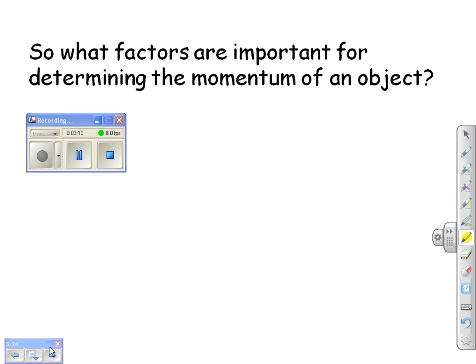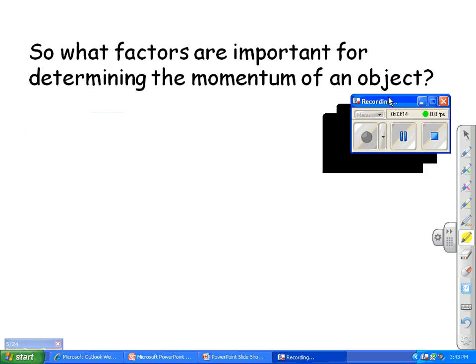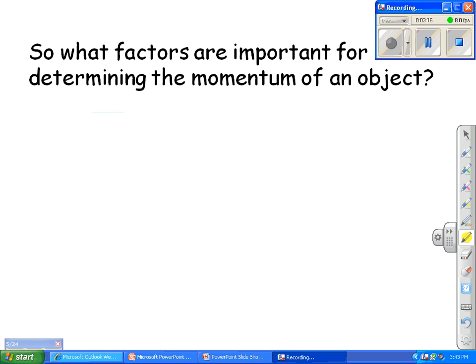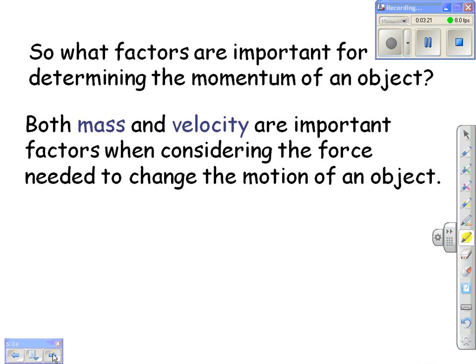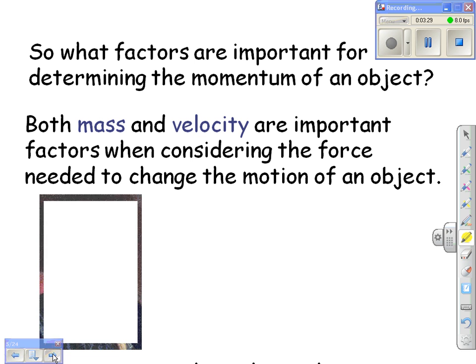All right. So what factors are important for determining the momentum of an object? Well, we've talked about two. So let's think. Factors that are important. Well, it would be mass and velocity. They're important factors when considering the force needed to change the motion of an object. So those are the two main parts.